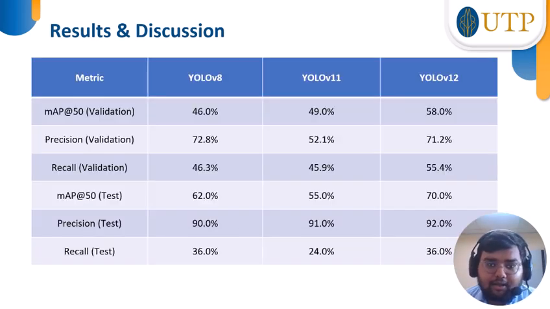Talking about the final output in terms of the table, as you can see, V8, V11, and V12 we have used. V12 outperforms both the models. V8 and V11 have some improvements. As you can see, for mAP at 50 on the test set, YOLO V8 has 62%, YOLO V11 has 55, and YOLO V12 has 70. For the precision test, V8 achieved 90% accuracy, YOLO V11 has 91, and then V12 has 92. With the recall test, V8 performs at 36%, V11 has 24, and V12 has 36. V12 outperforms both the YOLO models, V8 and V11.